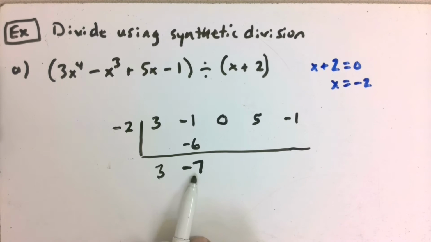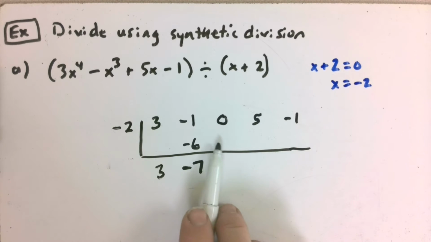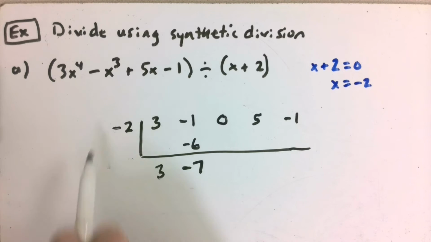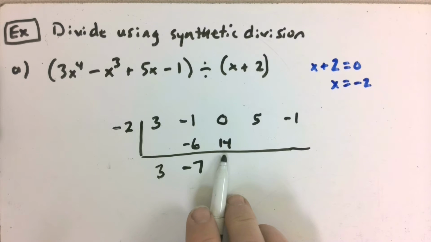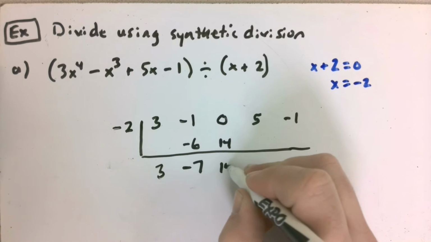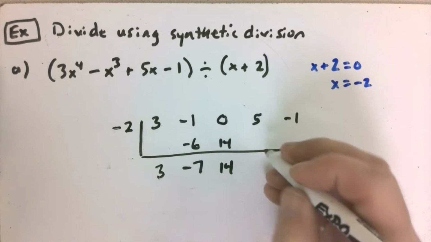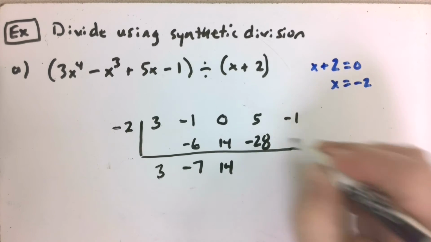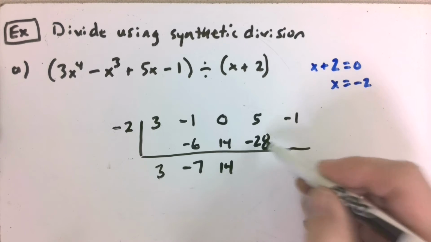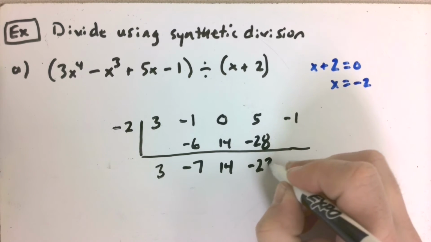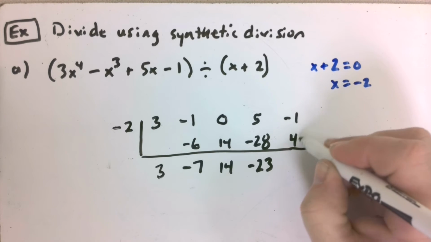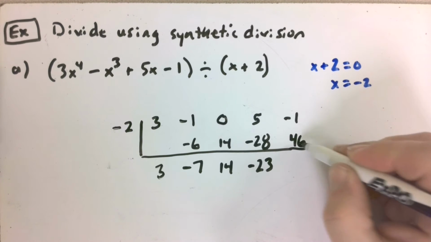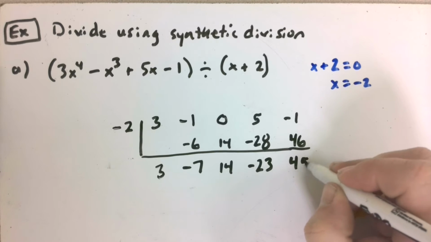As soon as you write a number in the bottom, you multiply by the number in front and put it in the next column. So -7 times -2 is 14. That's a positive number, so I'm going to handle that like addition. So 0 plus 14 is 14. 14 times -2 is -28. 5 minus 28 is a -23. -23 times -2 is a positive 46. And then -1 plus 46 is 45.